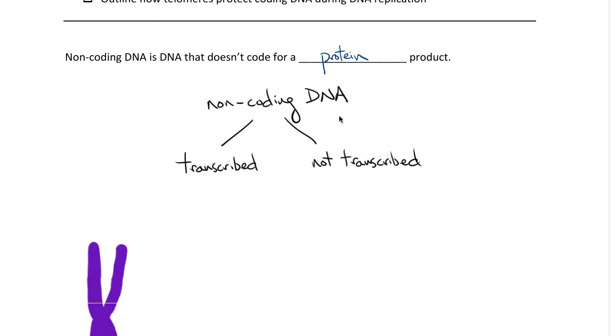We can think of non-coding DNA as divided into two groups: DNA that's still transcribed even though it doesn't make a protein product, and DNA that's not transcribed at all. Remember, transcription is taking a DNA template and making RNA from it. So if it's transcribed but it's not made into a protein product, what kind of RNA could it be transcribed into? Well, it could be transcribed into ribosomal RNA, the RNA that makes up ribosomes together with proteins, and it could also be made into transfer RNA, which is used in translation. Let's now take a look at a few different kinds of non-coding DNA that's not transcribed.